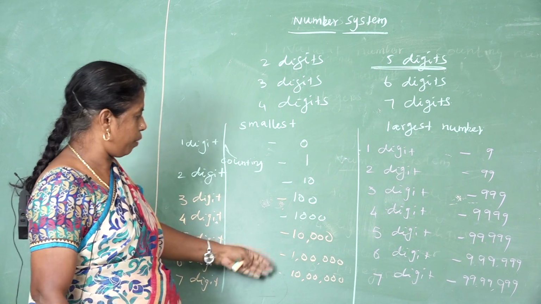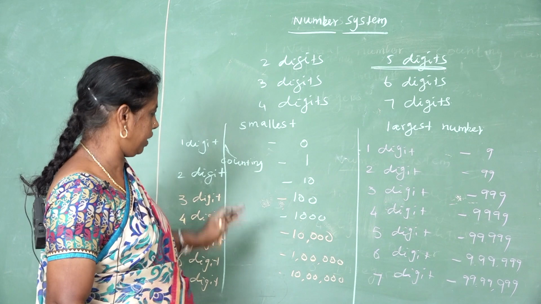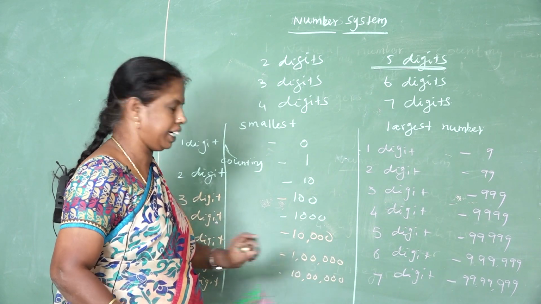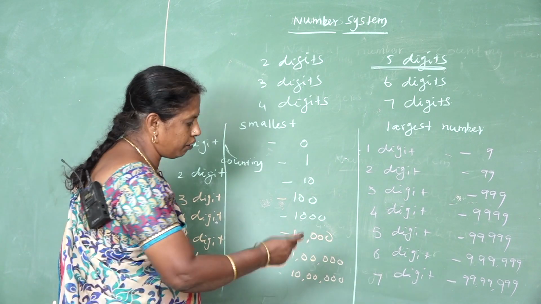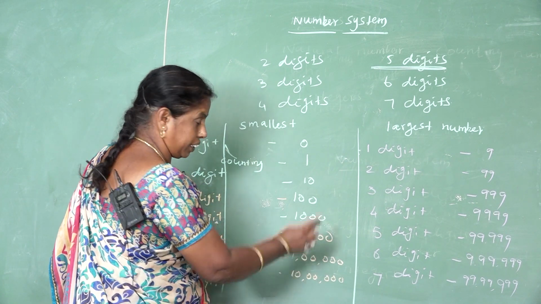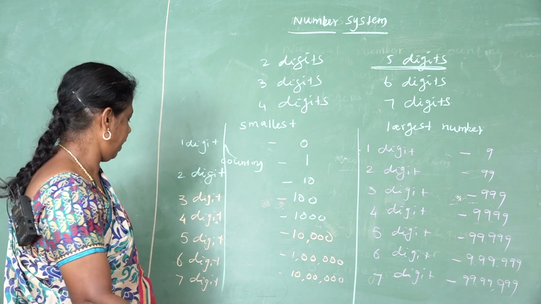Okay, children, from this I'll ask some questions. Are you ready? Okay, now listen. How many zeros are there in 10 lakhs? Now we count it. Come on, count it. 1, 2, 3, 4, 5, 6. So how many zeros are in 10 lakhs? 6 zeros.